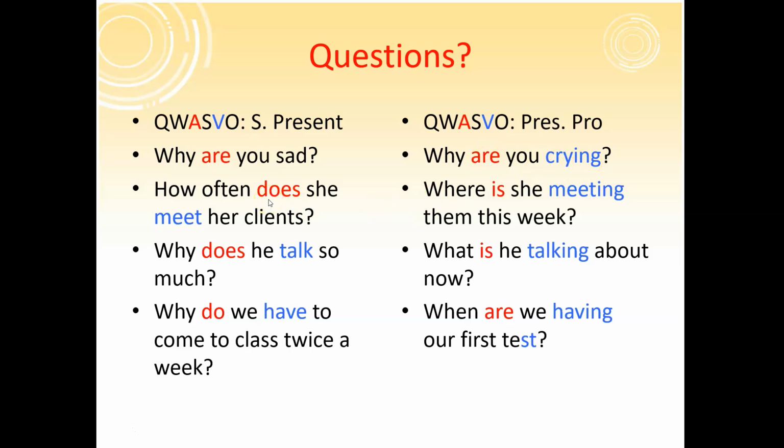How often does she meet her clients? So this is simple present. I use does because my subject is she, and my s is here, so I don't put the s on my verb. How often does she meet her clients? Where is she meeting them this week? So again, we see the difference between questions in the simple present and in the present progressive.